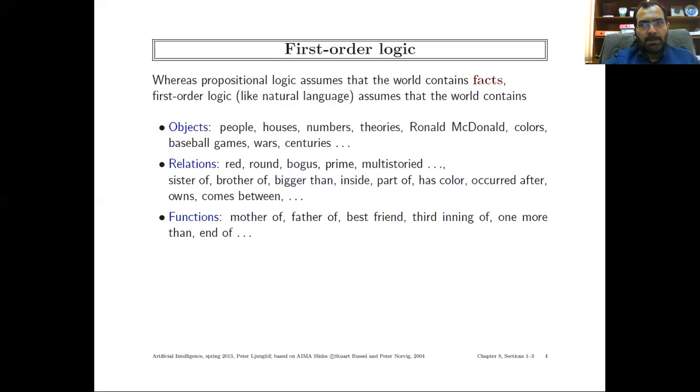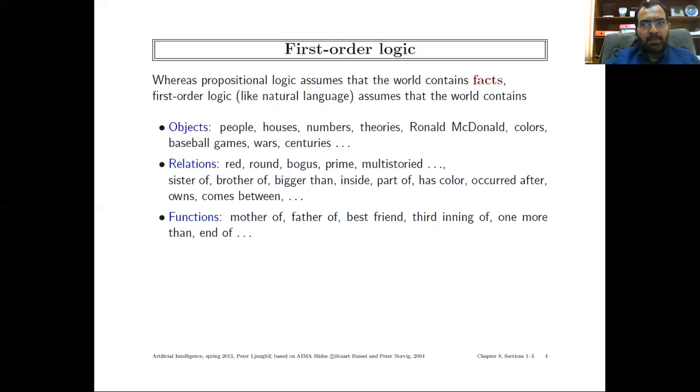Objects might be the people who are involved. Objects might be houses, numbers, names, colors, games, centuries, watts. All of these are considered objects. Let's take two or three examples to understand this. For example, if I want to represent the fact that x is greater than y, suppose I'm talking about two numbers, one is x and one is y, and the fact is that x is greater than y. So here the objects are numbers, and two numbers are involved, one represented by x and the other by y.